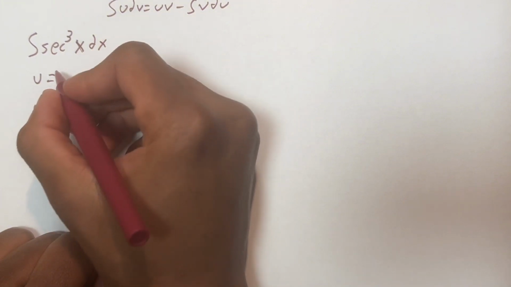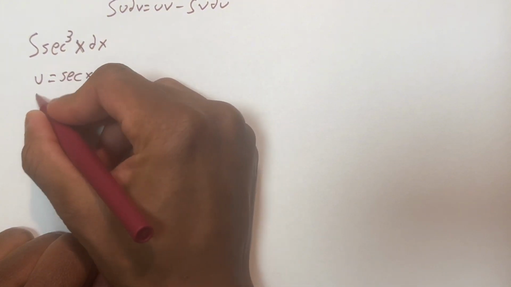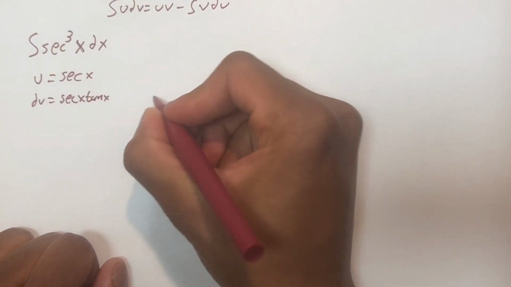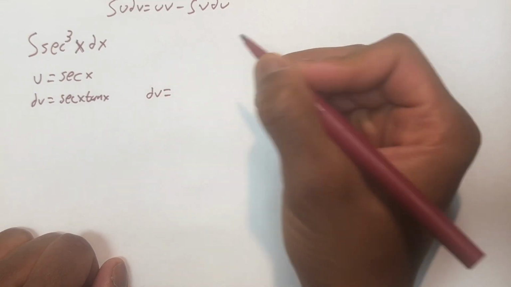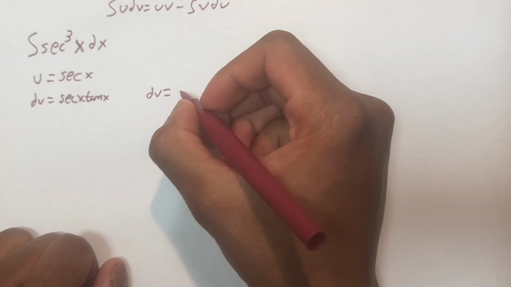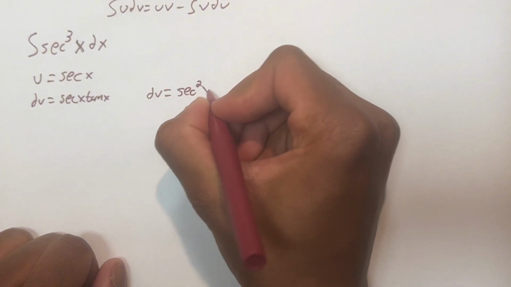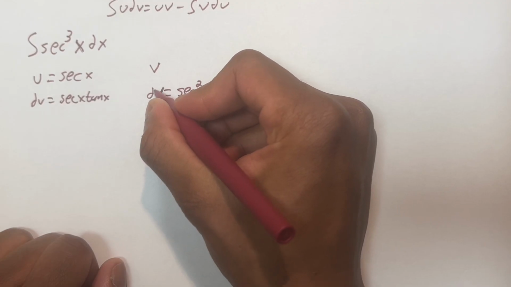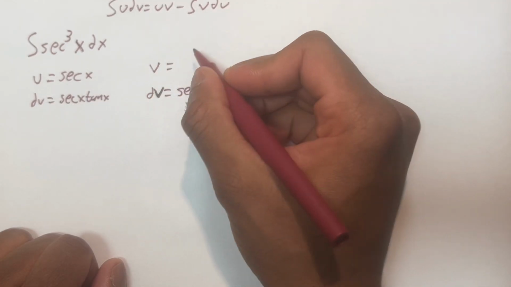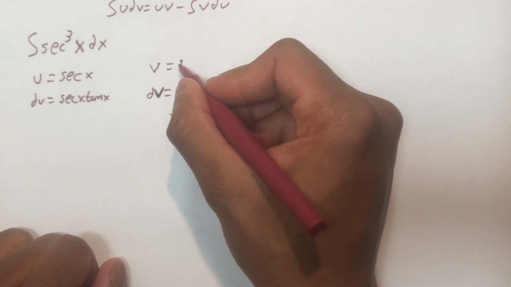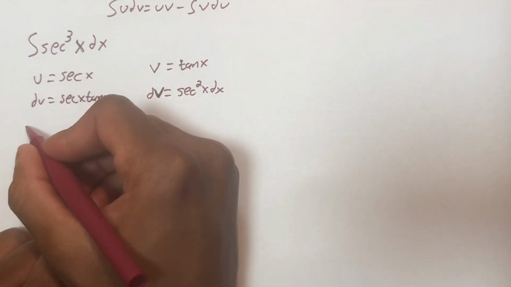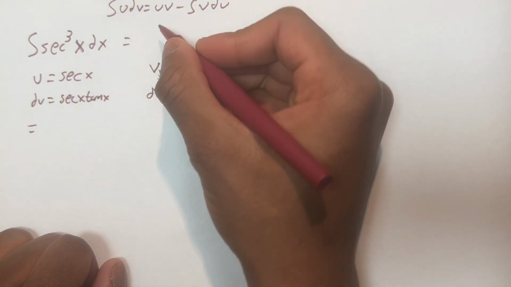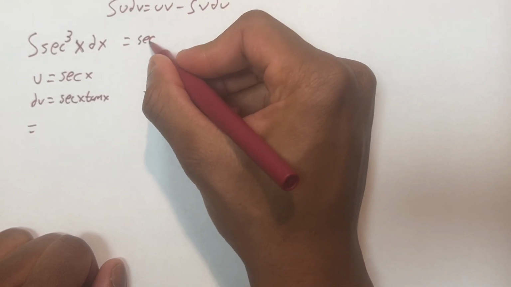Something with the easy derivative. Let's choose secant x, so that du equals secant x tangent x. For our dv, something with the easy antiderivative, we have secant squared x dx. So that means our dv, and my v's look like u's, our v will be tangent x.